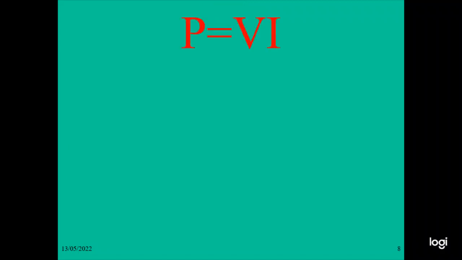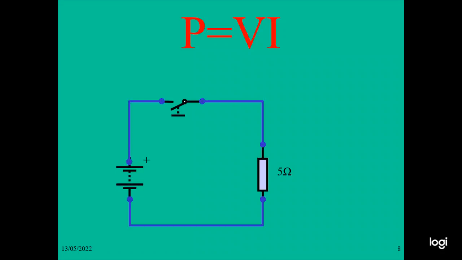So the power equation is P equals VI, where V is the voltage and I is the current. This is a connection of a 20 volt DC source, a switch, and a 5 ohm resistor. When you connect, the current flows like this. The current is 4 amperes. Then we can calculate the power, P equals VI. In this case, voltage is 20 volts, current is 4 amperes. So 20 multiplied by 4, you get 80 watts.